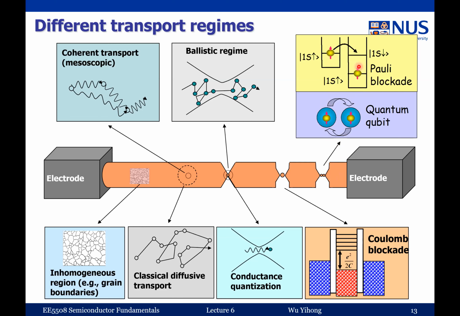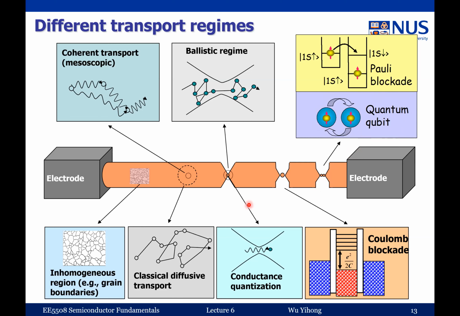So this means that in principle, you can also control the electron spin by using this kind of Coulomb blockade. Sorry, Pauli blockade phenomenon, right? And of course, in this case, if you have two islands, you can control the spin in the two islands. If the two islands are very close to each other, they will interact with each other to form a quantum qubit, which is the fundamental unit for quantum computing, right?